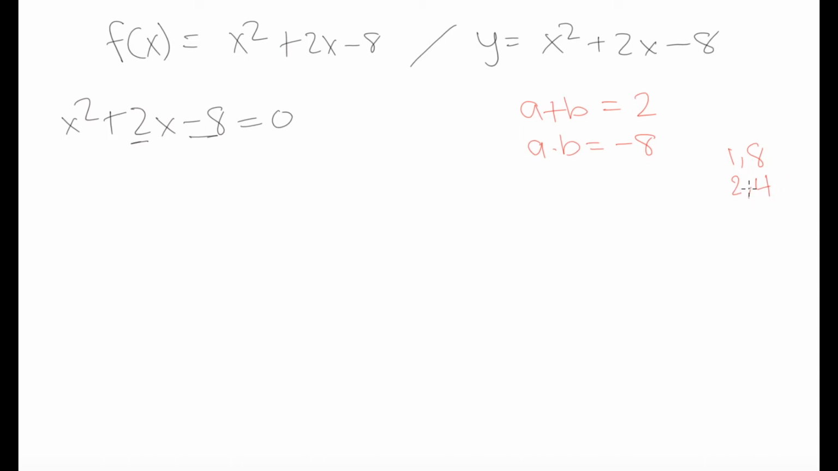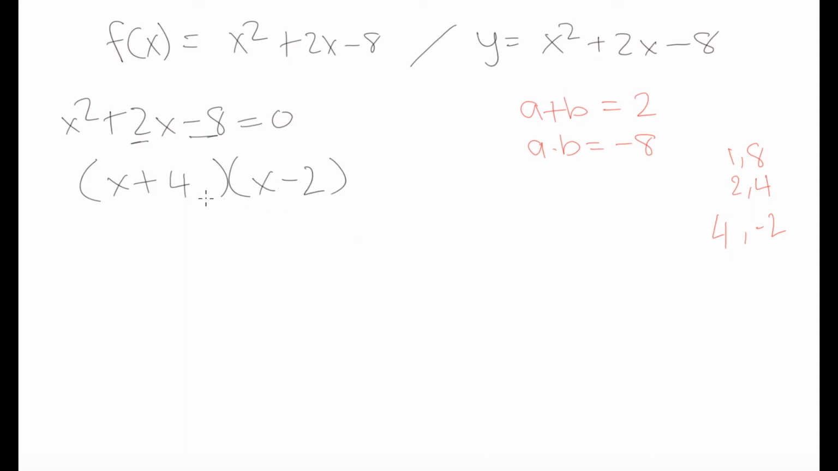add those together, we're going to get positive 2. And when we multiply those together, we're going to get negative 8. So the numbers 4 and negative 2 are going to fit into this criteria. So now that we've found these two numbers, we can set up our two brackets. And in one of them we have x plus 4, and in one of them we have x minus 2.